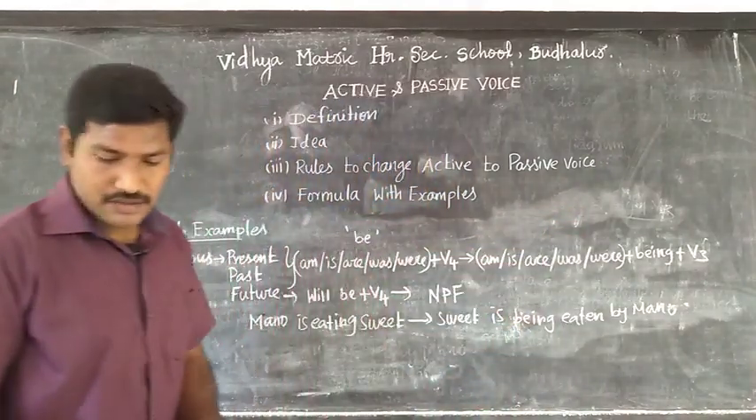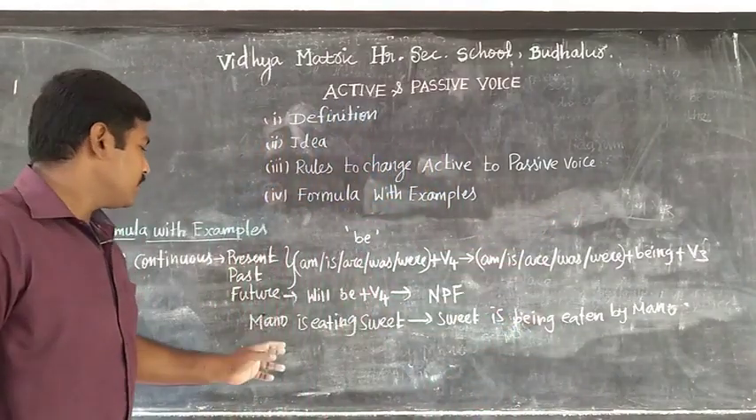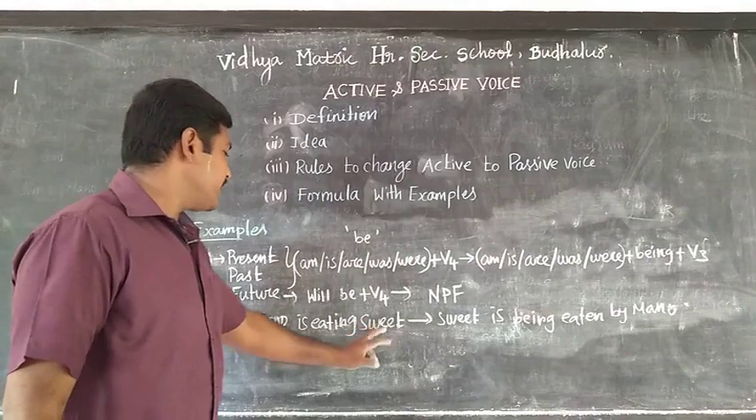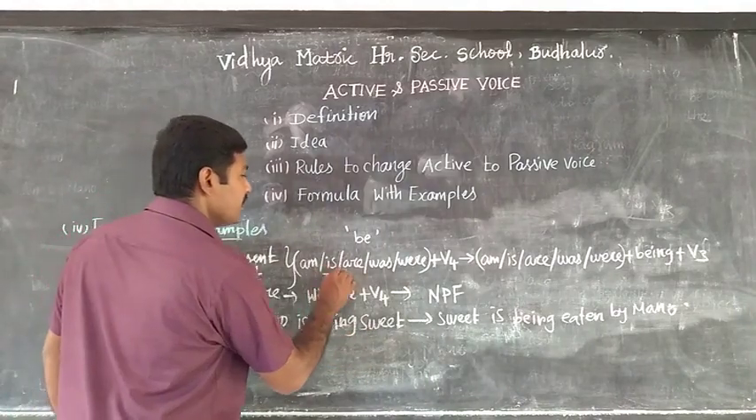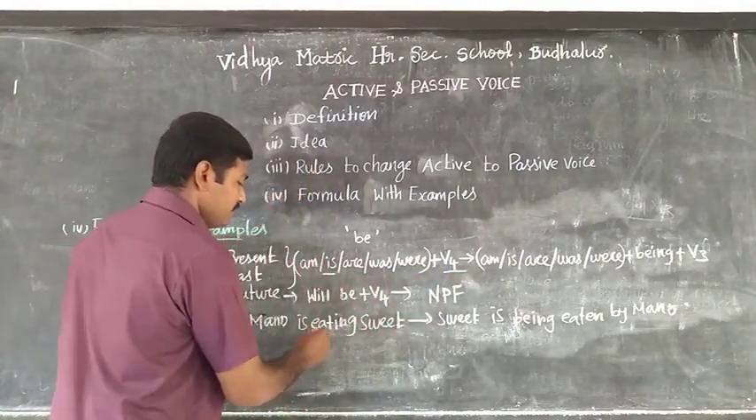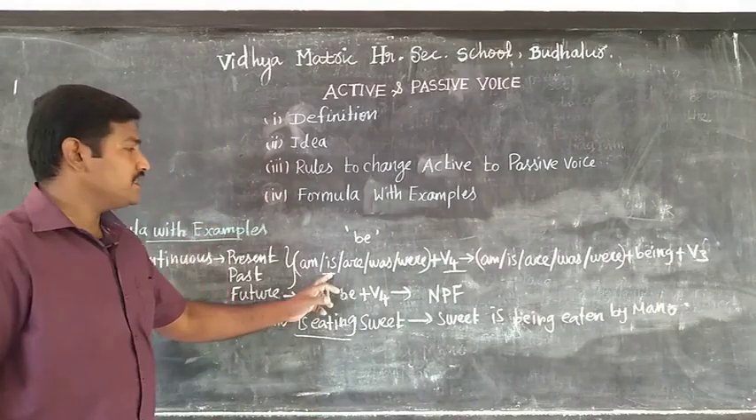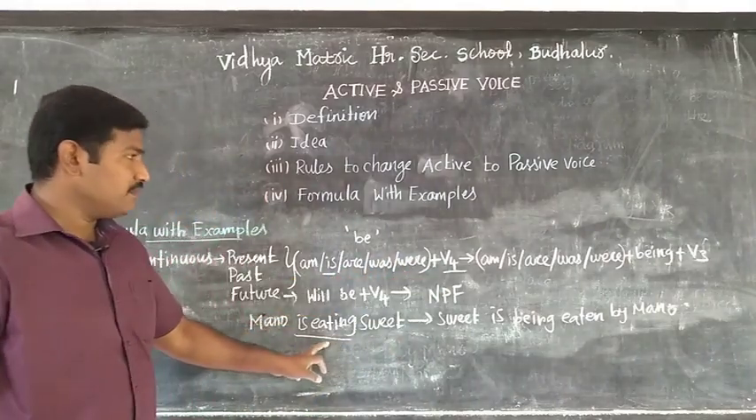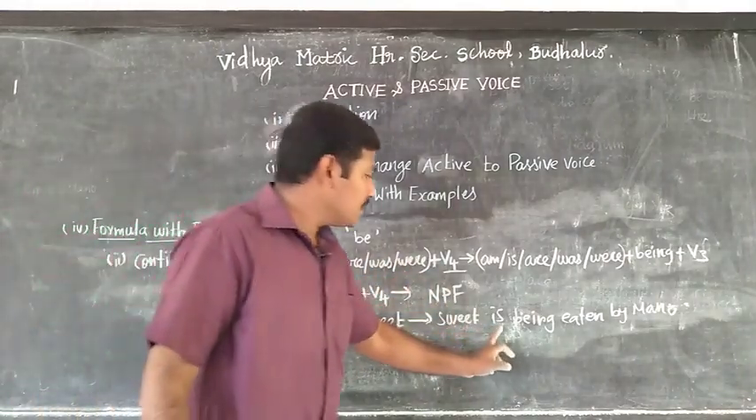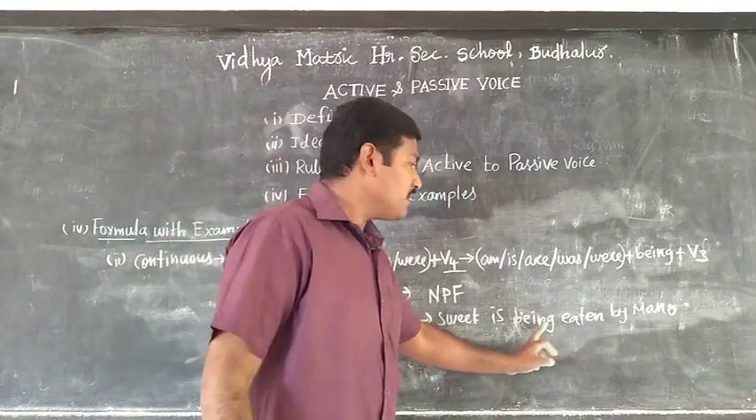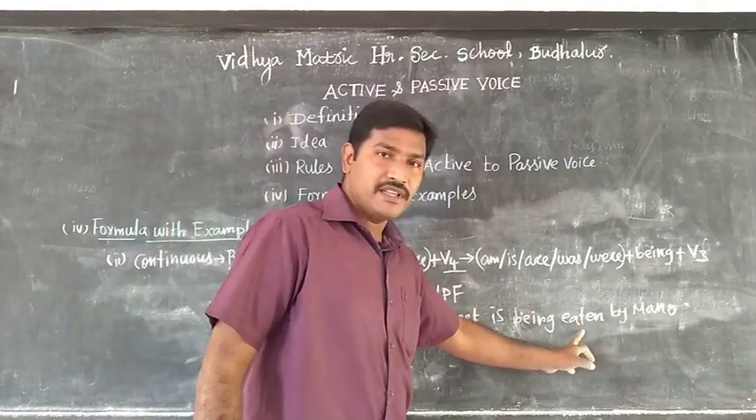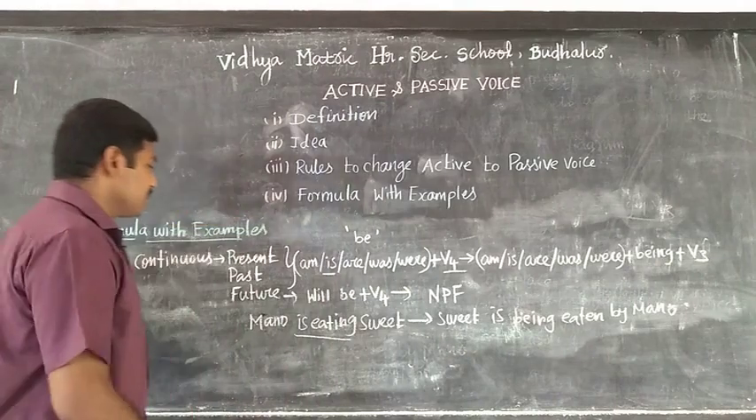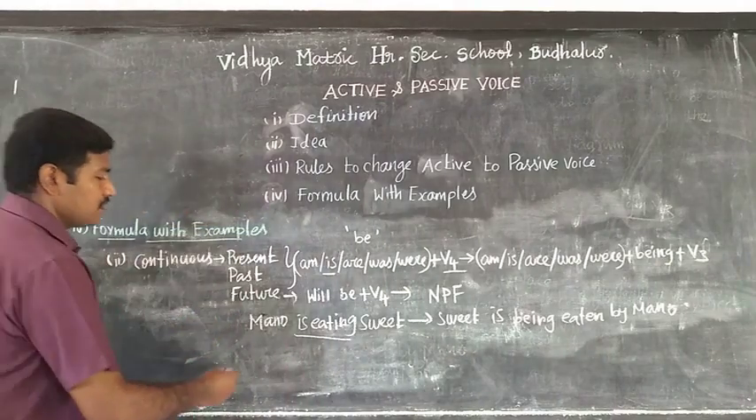Are you clear? Okay. So Mano is eating sweet. Here is plus V4 has come. So it changes into is plus being plus eaten, I mean V3. Clear?